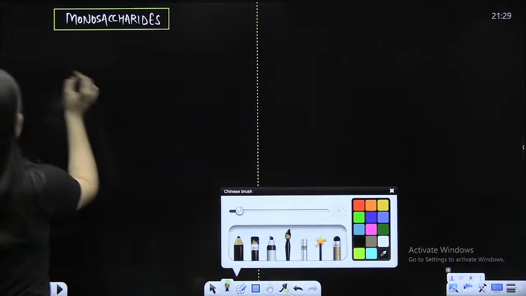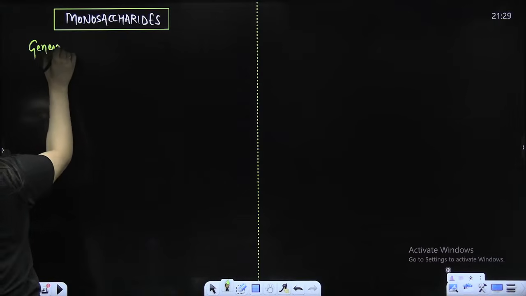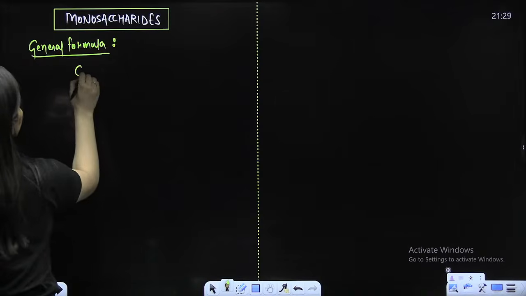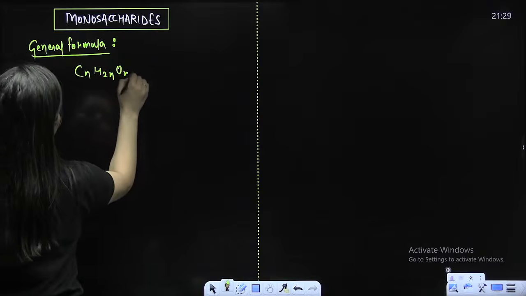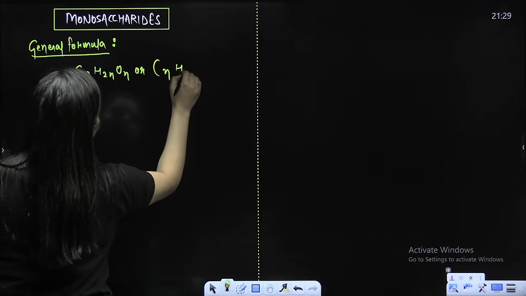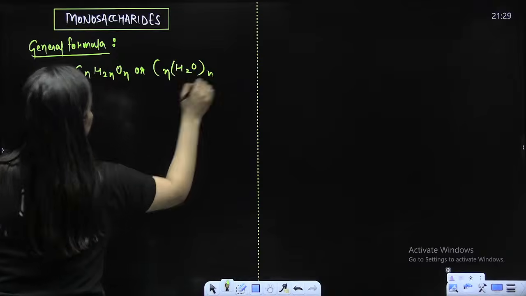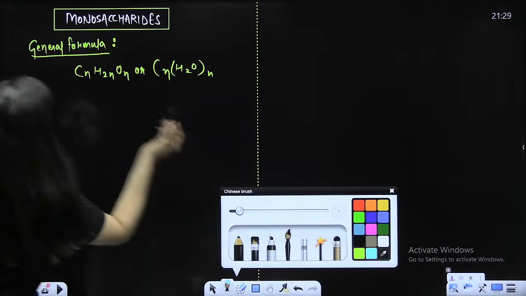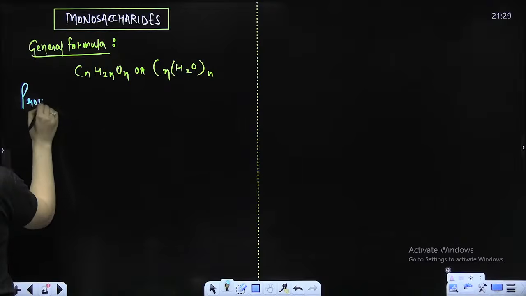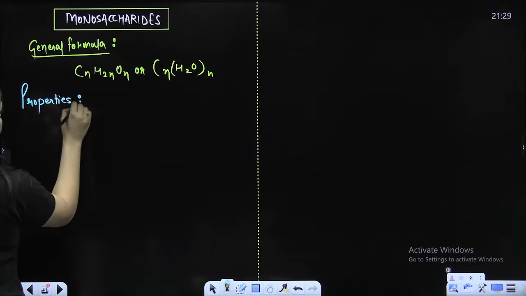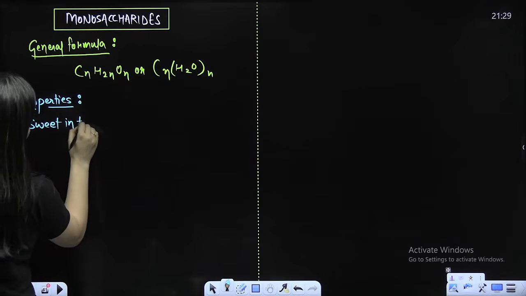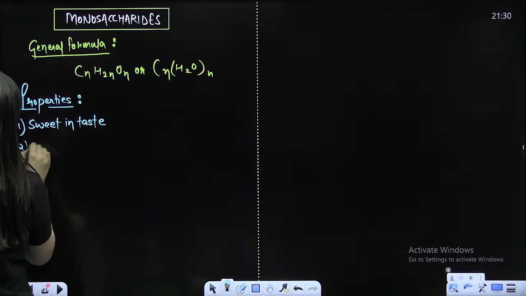Now here you'll see the general formula. First of all, we will see the general formula. No doubt we will also study the exceptions from the general formula. It is going to be CnH2nOn. That's the general formula. Is that clear? They are sweet in taste. If I talk about the properties, number 1, they are sweet in taste. Yes, monosaccharides are sweet in taste.